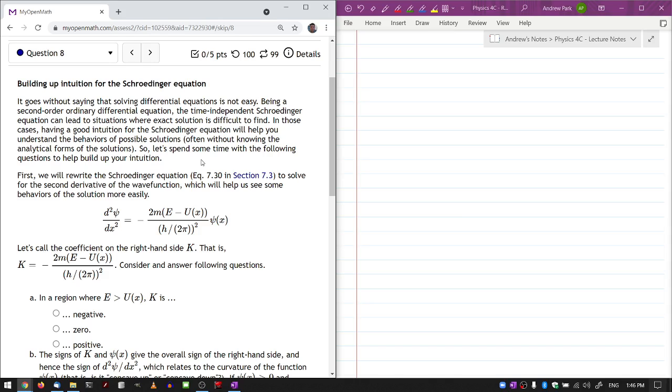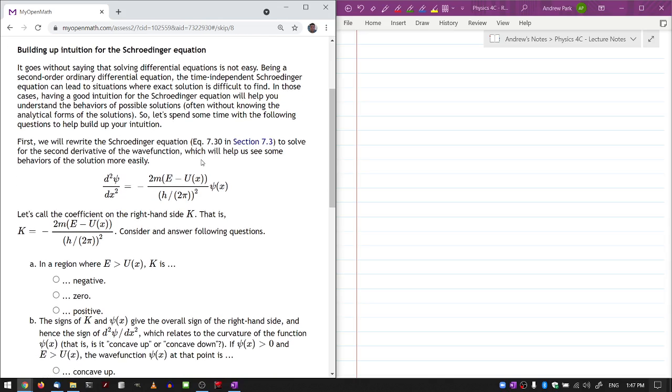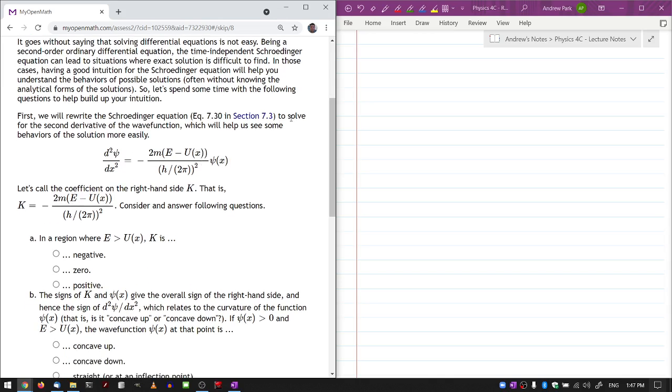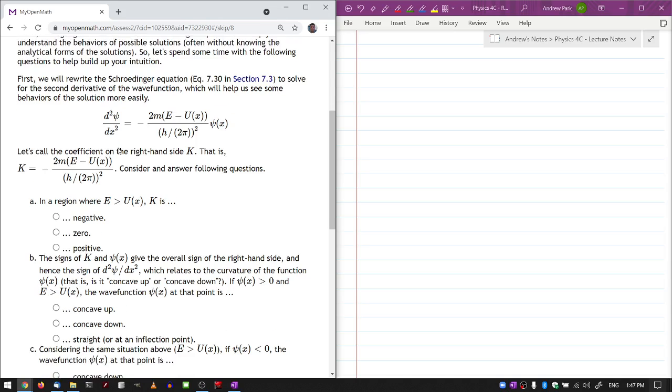It says it goes without saying that solving a differential equation is not easy. Read through that. Really, the purpose of this particular question is to help you build up your intuition, so working through here to solve for the second derivative of the wave function will help us see some behaviors of the solution more easily. Let's just answer part by part.